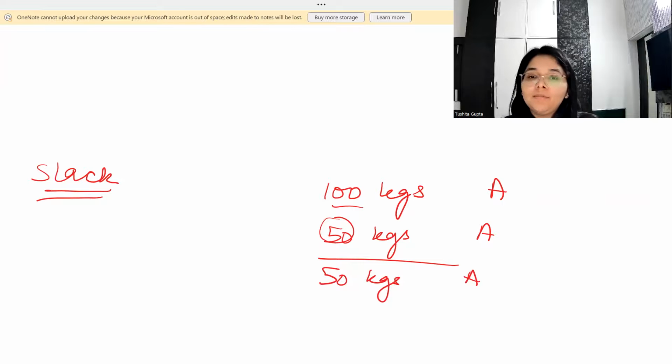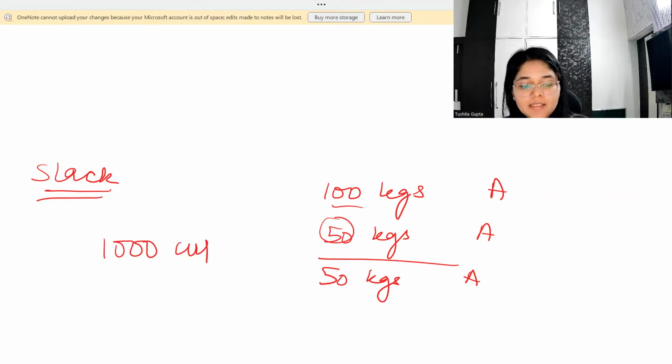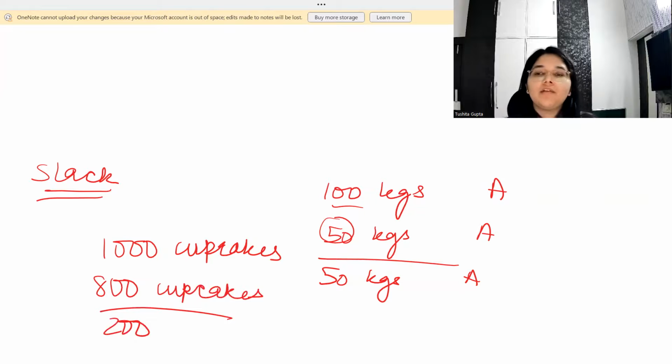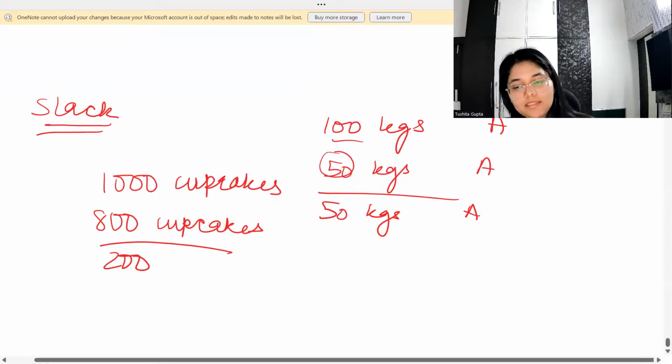And this is also applicable to unfulfilled demand. So perhaps I have a demand of 1,000 cupcakes and, because of my limitations, perhaps I'm not having resources to make more, I'm only able to fulfill the demand of 800 cupcakes. So that means 200 is the extent by which the demand remains unfulfilled. So that will be called slack. Now, whenever there is a slack, identifying where the slack is will always help you to find out where the resources are underutilized and how you can utilize them to the best possible capacity. So this is all that we talk about slack.